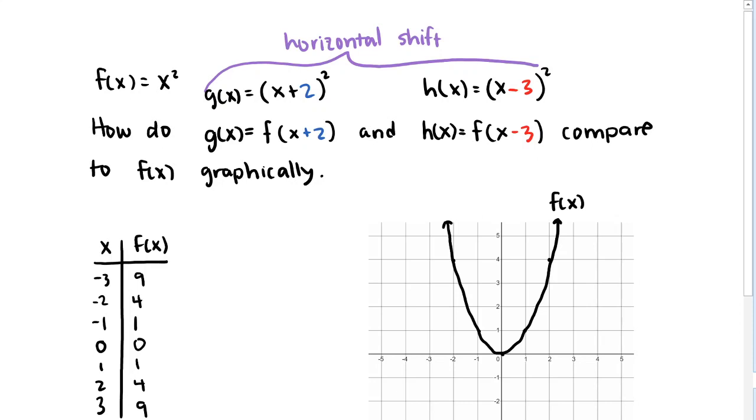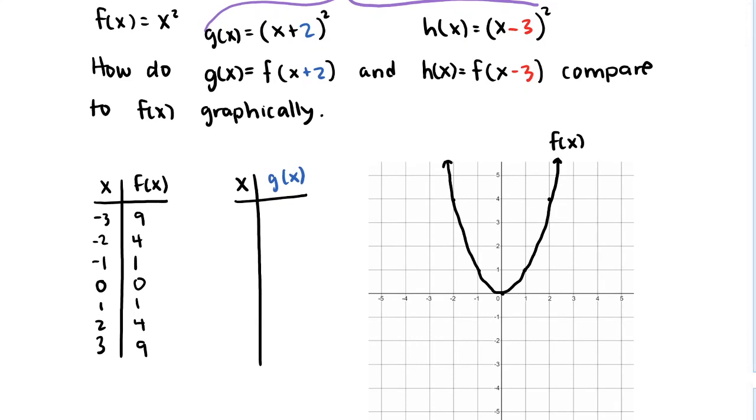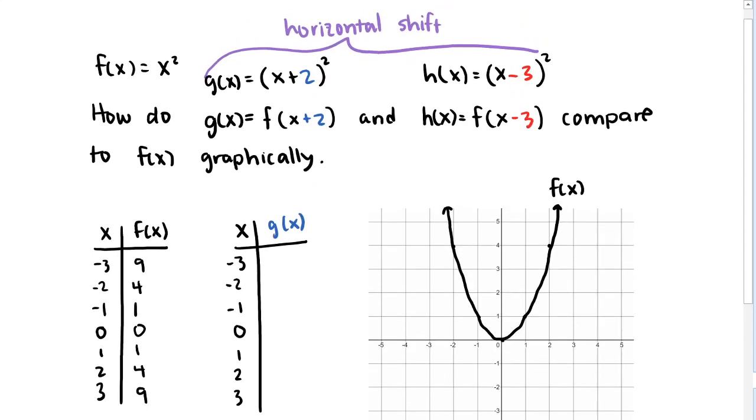Let's look at this g function here. So here, if I make a table for this function, g of x, I can imagine plugging in some values. Maybe I'll just plug in the same values, 0, 1, 2, and 3, -1, -2, and -3. This g function, it takes my input, it adds 2 to it. So if I plug in 0, I add 2 and then I square it. So 2 squared gives me 4.